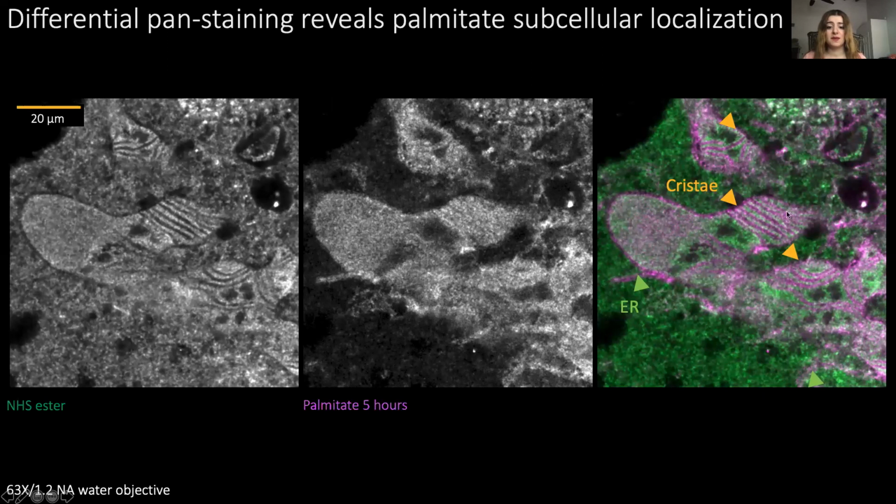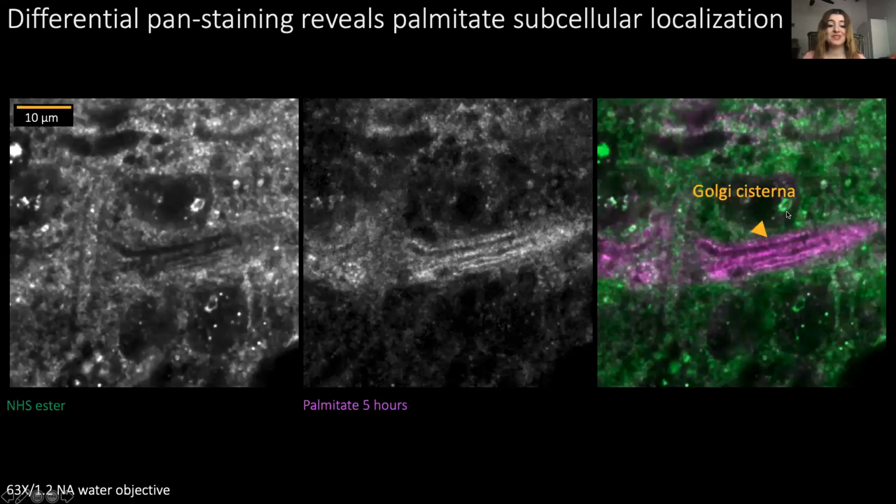Palmitate is also very enriched at the Golgi, where this post-translational modification actually occurs. And so you can see here how it's localized to the membranes of individual Golgi cisternae.